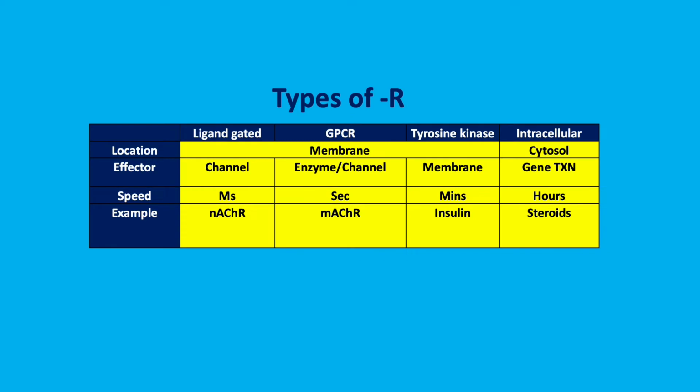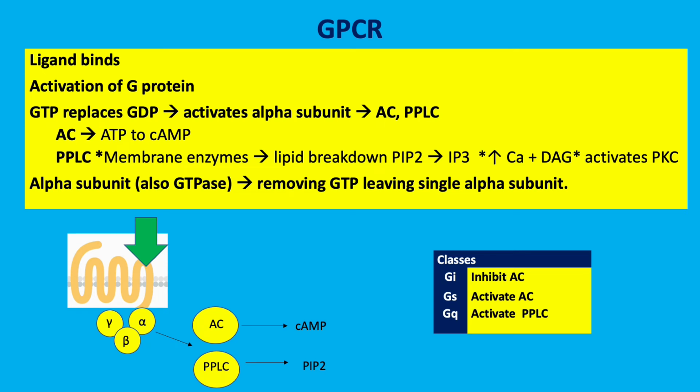Broadly speaking, the four types of receptor are ligand-gated, G-protein coupled, tyrosine kinase, and intracellular. They can be either on the cell membrane or inside the cell, and based on how they work, their speed and duration can last from a few milliseconds for ligand-gated ion channels to hours for intracellular receptors, which rely on changes in DNA production and protein production to have an effect. The examples include nicotinic acetylcholine receptors, muscarinic acetylcholine receptors, insulin and steroids, for ligand-gated, G-protein coupled, tyrosine kinase, and intracellular receptors, respectively.